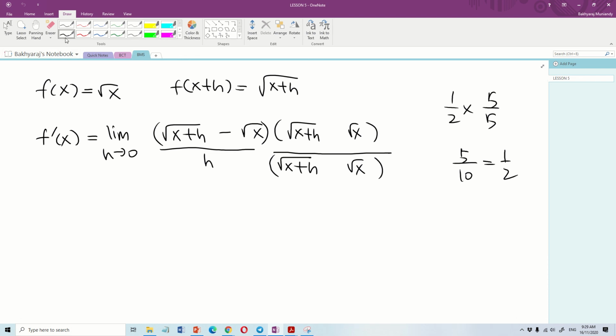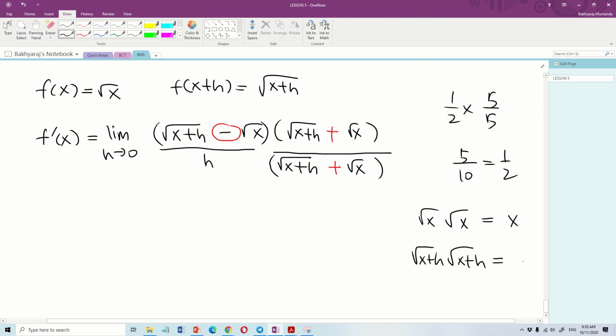Okay, tapi benda yang kena ingat adalah when it is positive negative, then you must bring positive here. Ini mesti kena jadi tambah. Okay, another thing we need to remember is when you times square root, you get x. When you times square root x plus h, then you get x plus h. This is what you need to really remember. Ini kena ingat. Kalau kita kali, dia akan jadi without square root. So I get this equal.